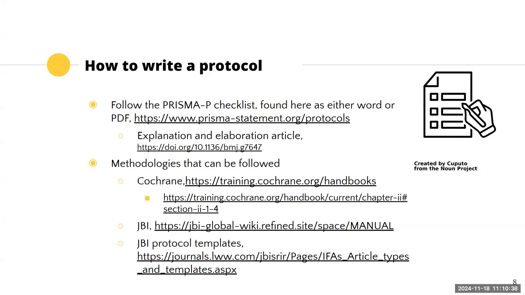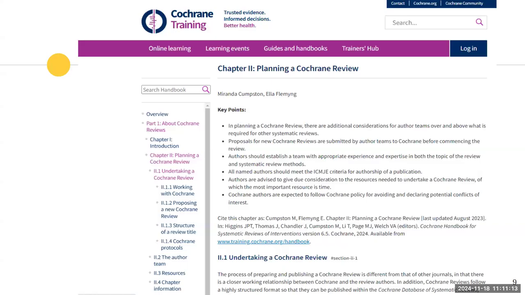And then the JBI manual is also online and available, as is Cochrane's handbook. And then the JBI protocol templates are available in two places. One is through the JBI software called SUMARI. If your institution doesn't have this software, it is also available on their journal site, which is the JBI Evidence Synthesis journal. It's an LWW publication. And if you go to the information for authors, they have article types and templates, and you can find those templates for different reviews there.